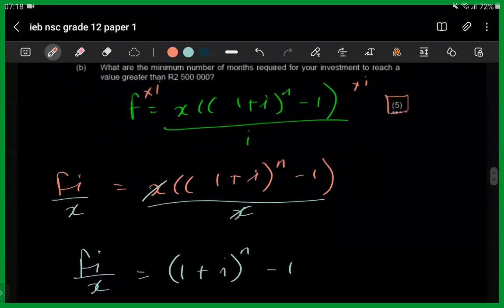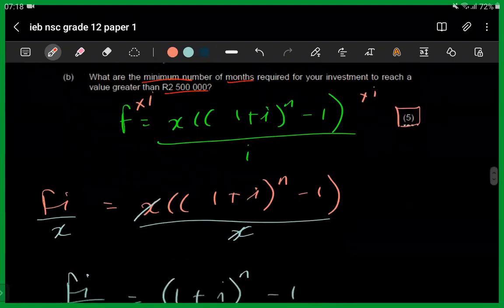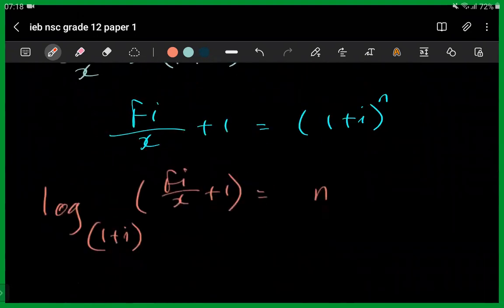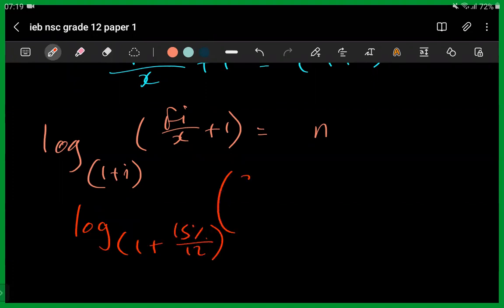They're asking the minimum number of months for your investment to be greater than 2,500,000. So you can just make F 2,500,000. You know your interest and your monthly installment, and then you can find out how many months are required. So let's see here: log base 1 plus 15% over 12, of 2,500,000 times 15% over 12, the whole thing over 5,000.